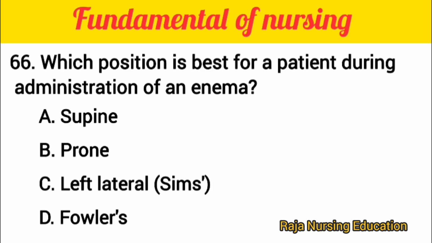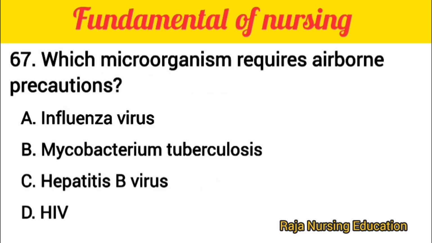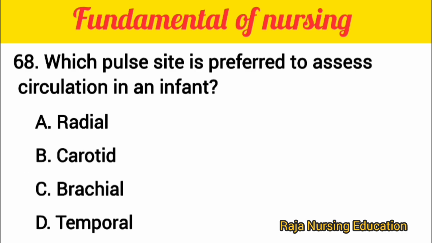Which position is best for a patient during administration of an enema? The answer is C. Left lateral position or Sims position is the best position for administering an enema. Which microorganism requires airborne precautions? The answer is B. Mycobacterium tuberculosis requires airborne precautions.